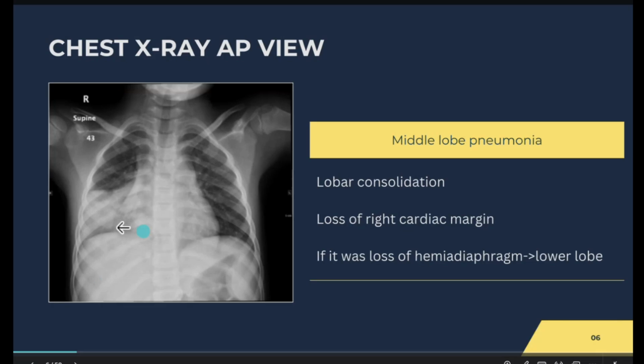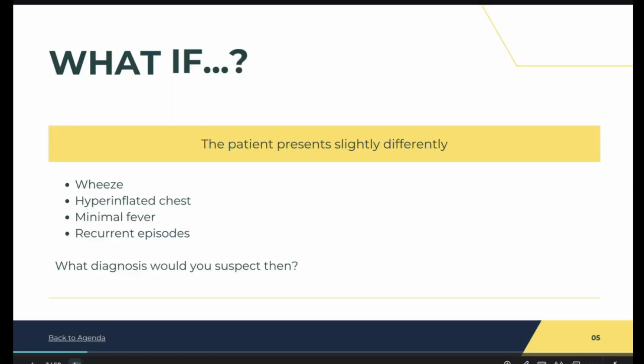However, we can still see the outlines here. If you can see my cursor, you can still see this outline. So that means that the hemidiaphragm is actually not lost. However, the cardiac margin here is a bit lost. You can't really see it properly. So that's how you would know this is middle lobe instead of lower lobe. And so, yes, we would call this a consolidation. It's just middle lobe pneumonia in this child. I hope that makes sense. And if anyone has any questions at any point, feel free to ask.